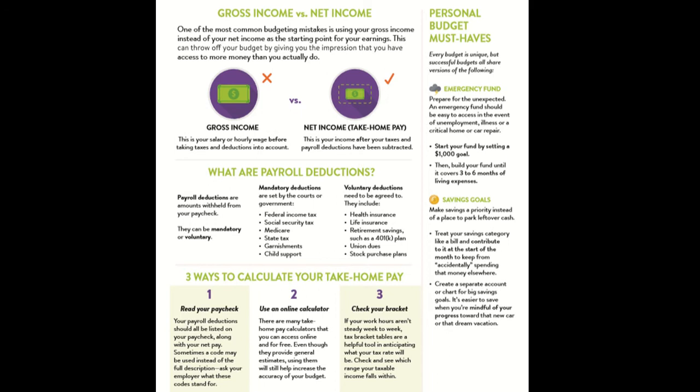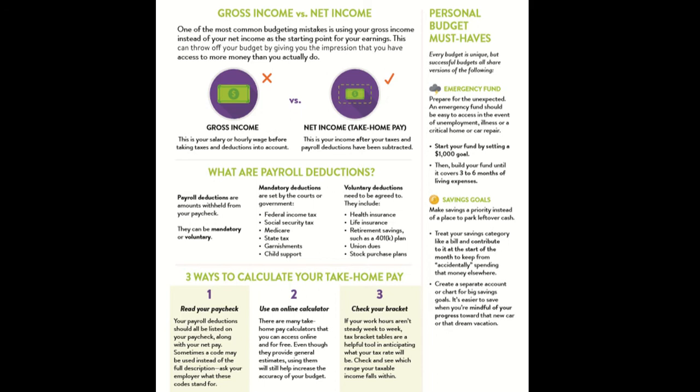The second way is to use an online calculator. There are a lot of take-home pay calculators that you can access for free. Even though they provide general estimates, using them will help increase the accuracy of your budget instead of using a regular calculator and using your own math. The third way is to check your bracket. If your work hours aren't steady week to week, tax bracket tables are a helpful tool in anticipating what your tax rate will be, and you can check to see which range your taxable income falls within.